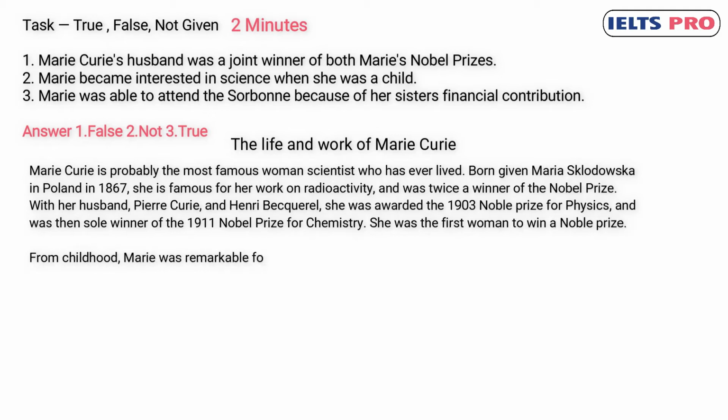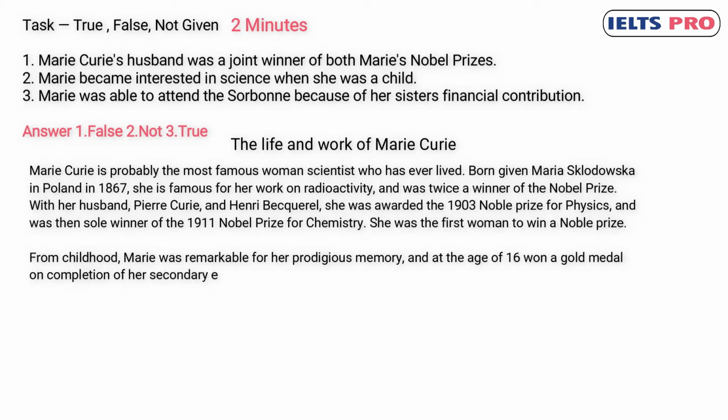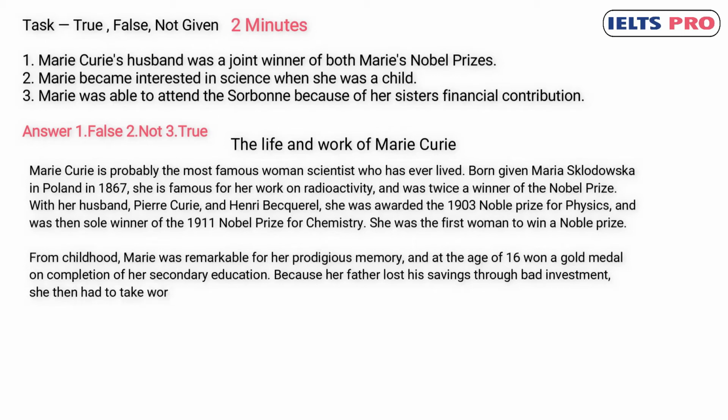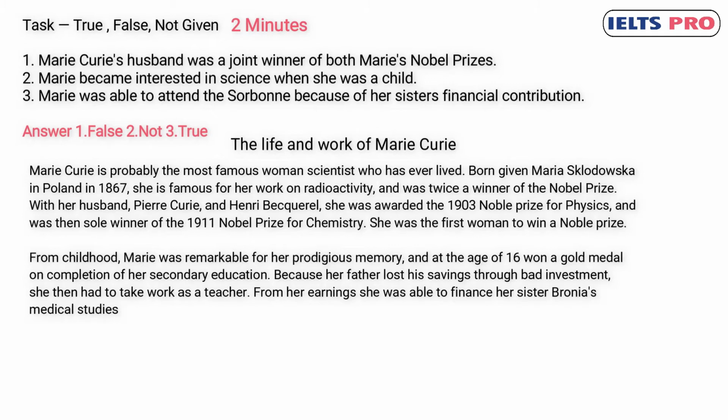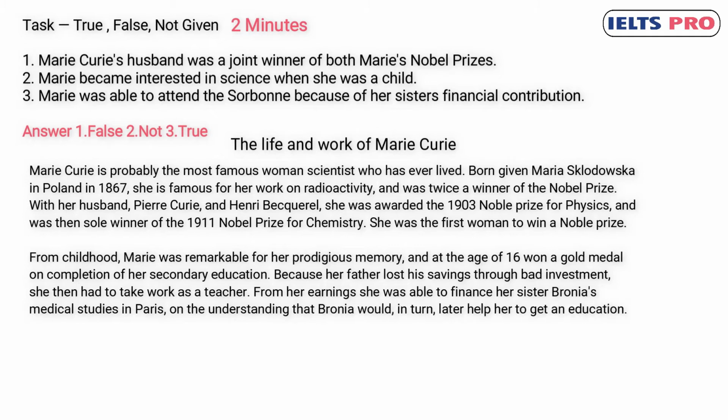From childhood, Marie was remarkable for her prodigious memory, and at the age of 16 won a gold medal on completion of her secondary education. Because her father lost his savings through bad investment, she then had to take work as a teacher. From her earnings she was able to finance her sister Bronia's medical studies in Paris, on the understanding that Bronia would, in turn, later help her to get an education.